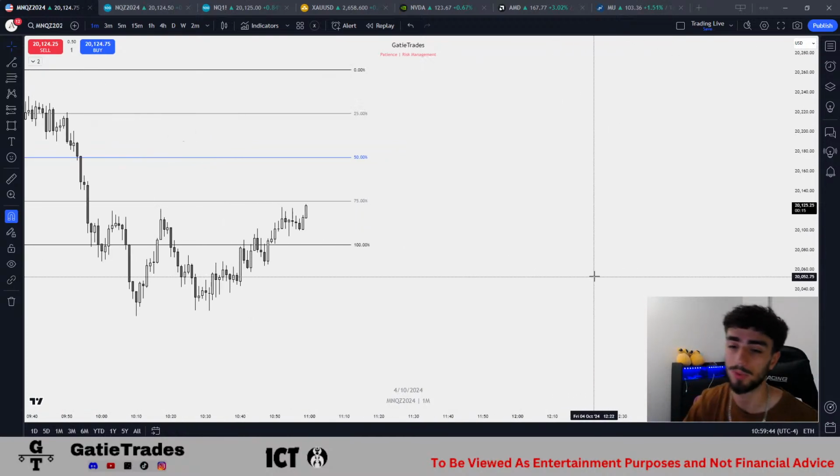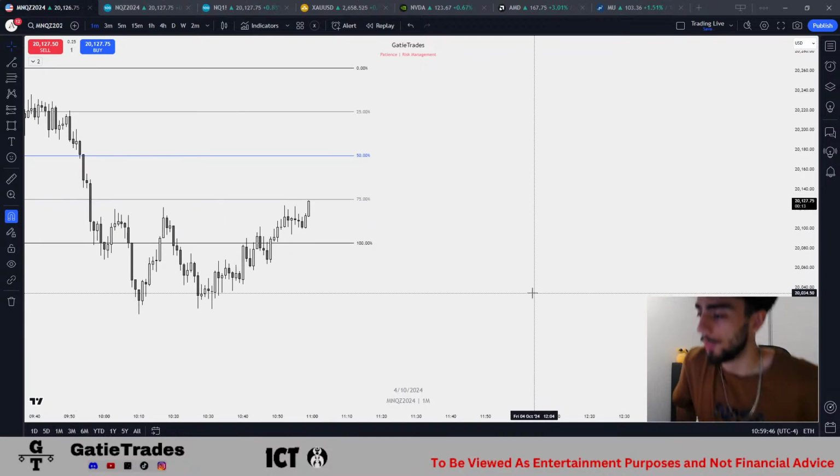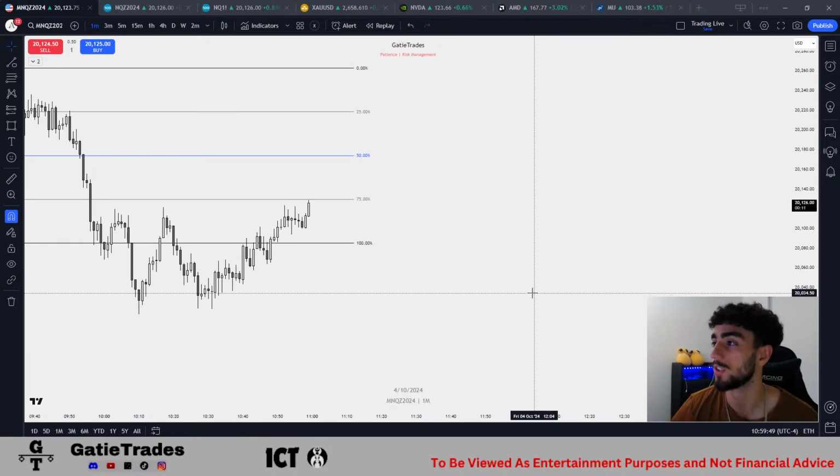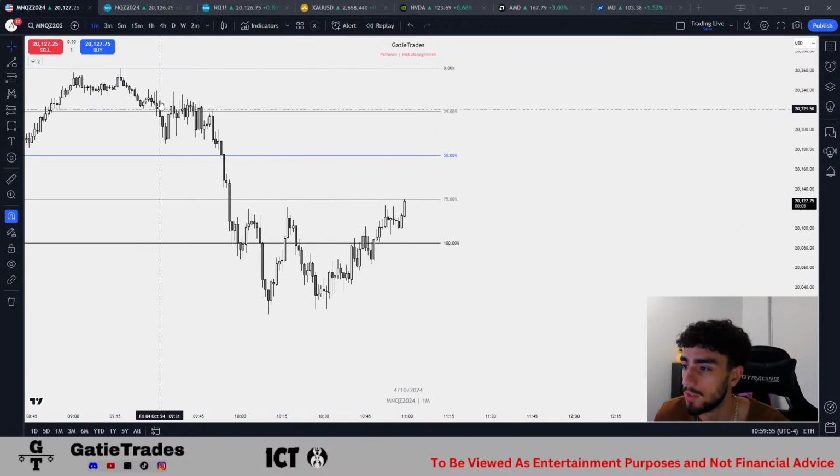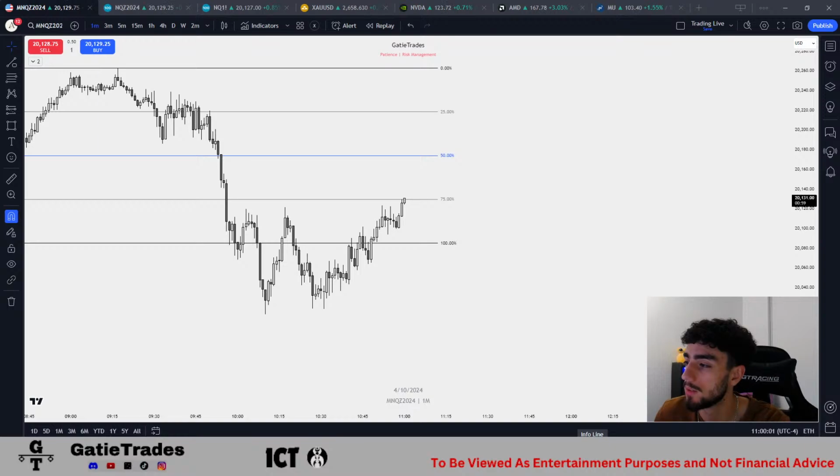I was bullish on weekly power of 3, so I'm a little confused. I still think we could go higher, to be honest. Just because we went down aggressively here doesn't mean we can't go back higher. This is an MMXM all in itself too. So could we get back up here to the relative equal highs?